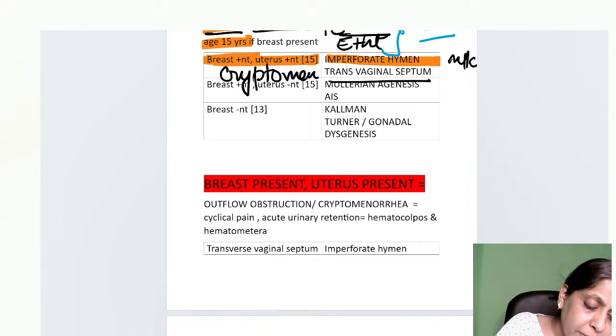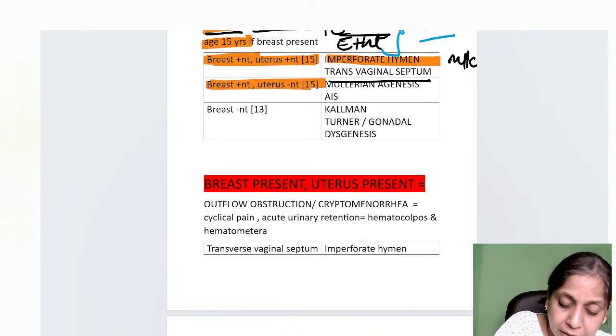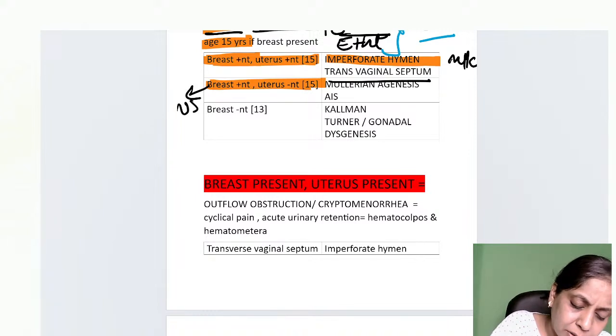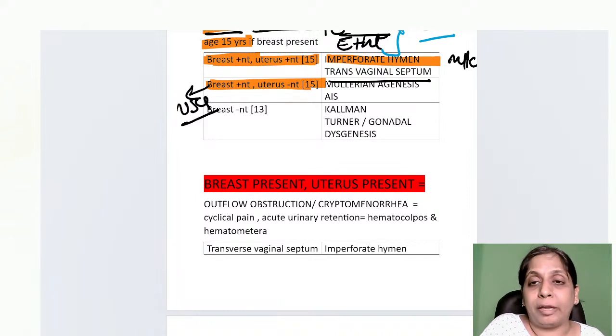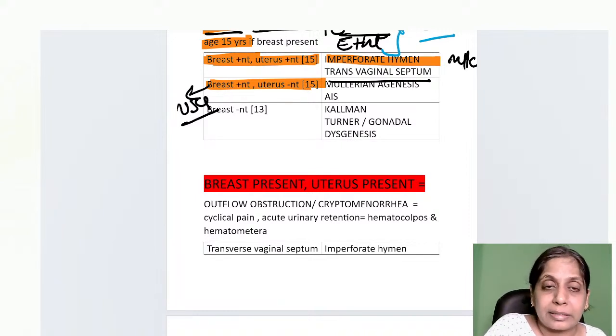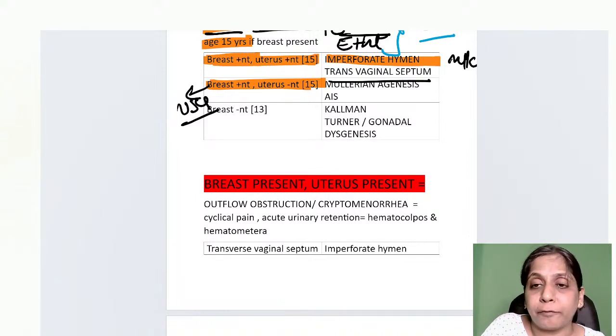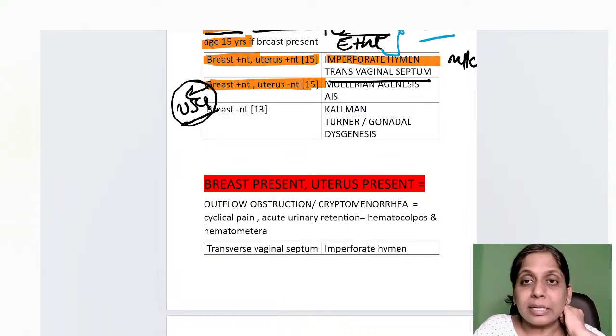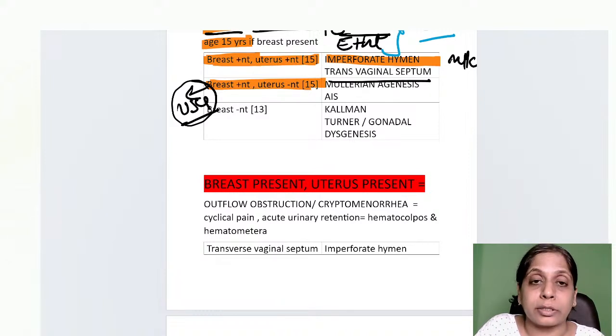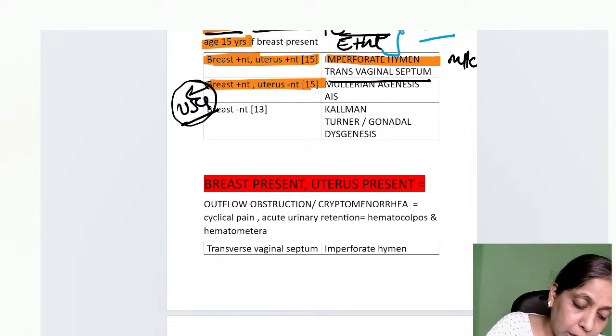If the breast is present but the uterus is absent on clinical examination by doing PA, PV and per rectal examination, you have to confirm it by ultrasound. So the next step, if the uterus is absent, is to do the ultrasound.